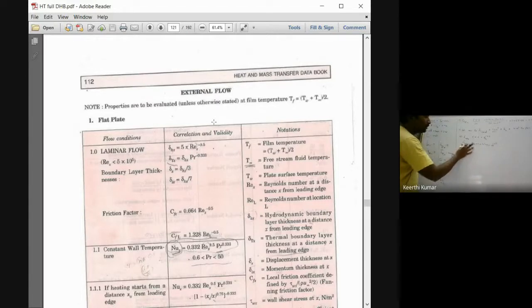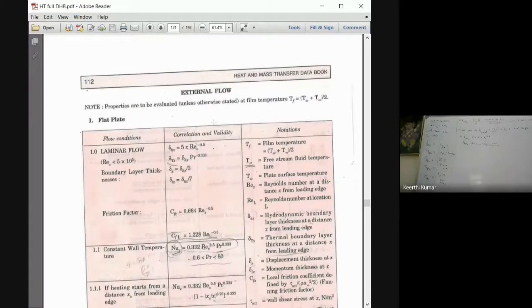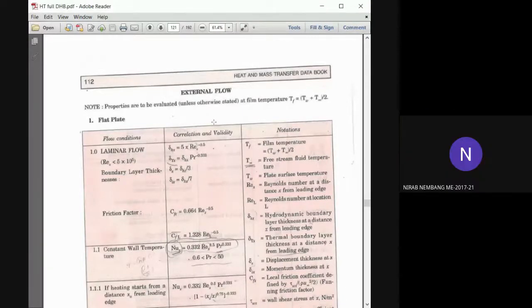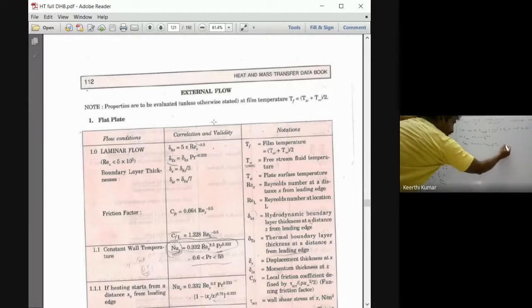So can anybody tell the value of this delta H at X? Please check. I got 6.88. 5 into 0.3. Yes, sir, 6.88. Yeah, I got that answer. Please cross check. Minus 3 meters. That means the thickness is of order 10 to the power of minus 3.